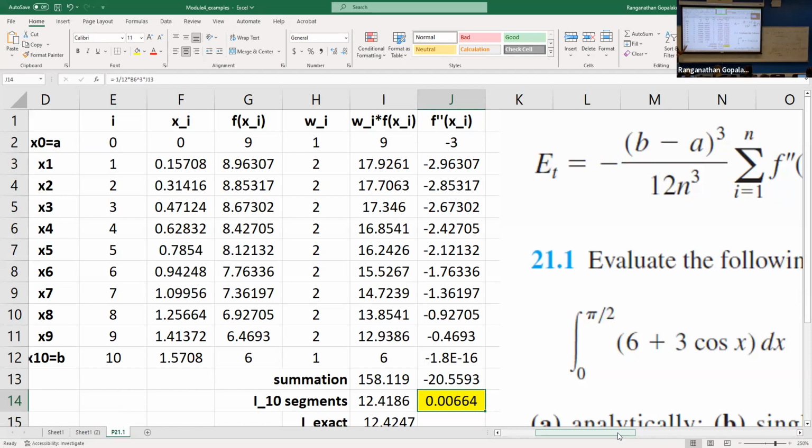The reason we learned these techniques is that not all integrals can be analytically solved or analytically calculated. So we are trying to use a numerical method, and we came up with the estimate 12.4186. And suppose you didn't know what the true answer is. You could not know, because if you knew the true answer, why bother doing all this? You have an estimate, a value for the integral, 12.4186.